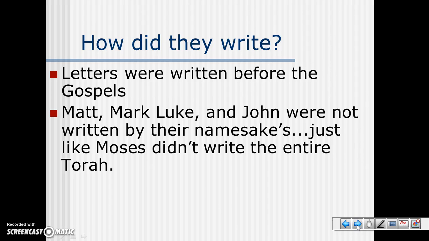How did they write this down? The letters were written before the Gospels. So even though they're found farther back in the Bible, they were actually written before the Gospels. Matthew, Mark, Luke, and John were not necessarily written by their namesakes, meaning Matthew didn't necessarily write the Gospel of Matthew, nor Mark the Gospel of Mark, just like Moses didn't write the entire Torah. We assign these books these names mostly out of tradition, but as you'll see in the introduction to each Gospel, we don't really know who exactly wrote these texts, though we can discern some information about approximately when and where they might have been written based on some of the events that we find within those texts.